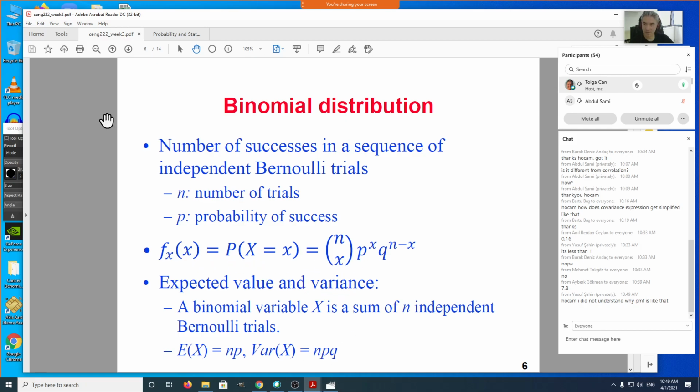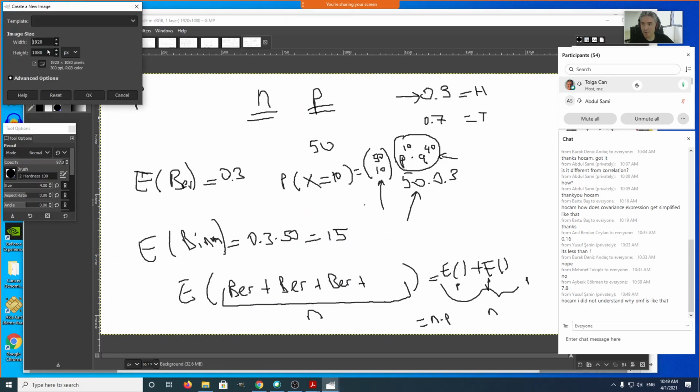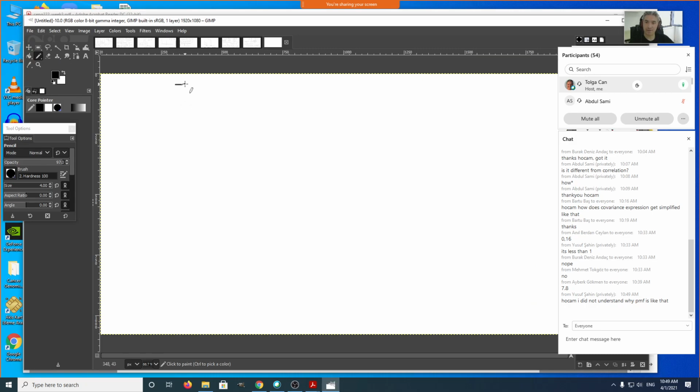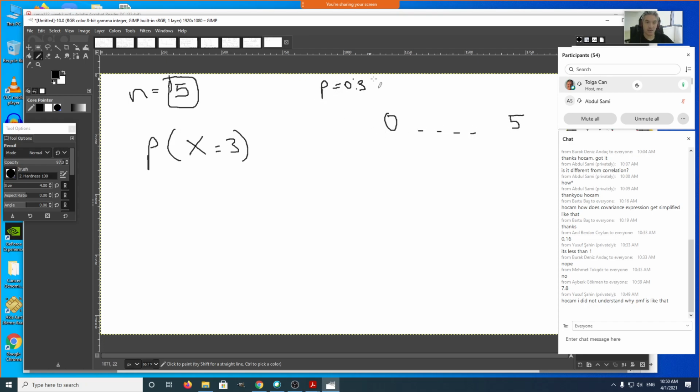The PMF is like this. Let me try to describe it again on a simpler example, like five coin tosses. When we have 5 coin tosses and the probability of heads is 0.3, somebody asks what is the probability that I will obtain 3 heads. When n is equal to 5 in the binomial distribution, the number of successes the discrete random variable can take changes between 0 and 5. Since these are all non-zero probabilities, it's possible to get all tails in 5 coin tosses. I can get all heads.